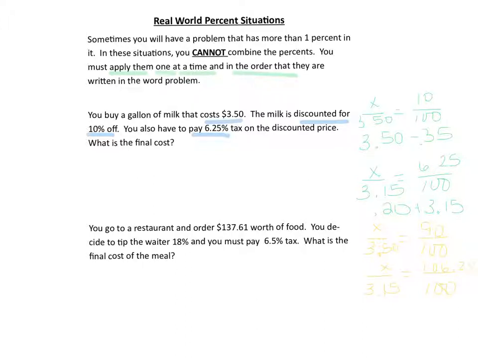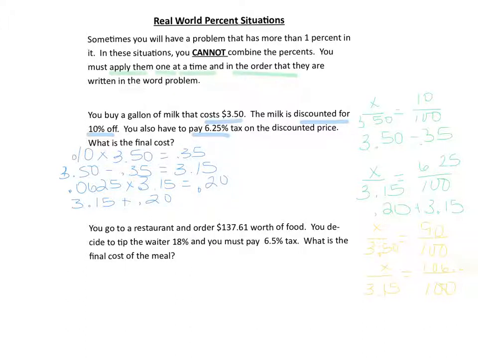If we approach this the equation way, we could say 0.10 times 3.50 equals 0.35. We do 3.50 minus the 0.35 is 3.15. We would do 0.0625 times the 3.15 that the price was after the discount, and we get approximately 0.20 because it's 0.196. 6 makes the 9 round up, and then we would say 3.15 plus the 0.20.